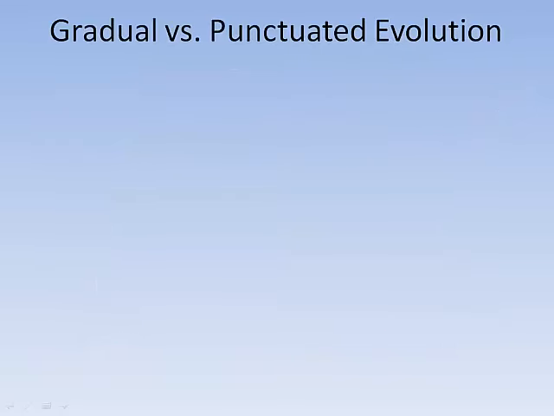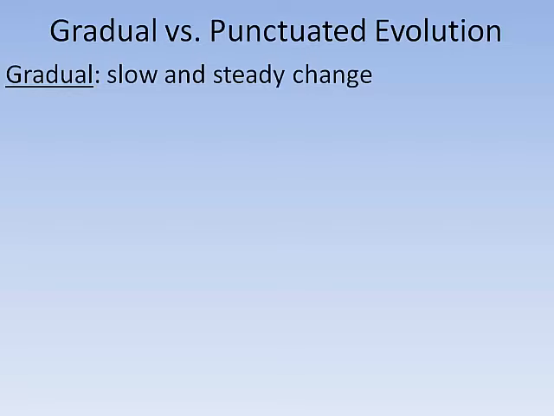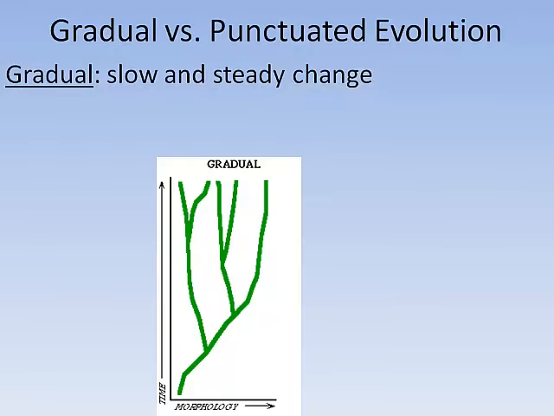Two other patterns of evolution that we need to talk about are gradual versus punctuated evolution. Gradual evolution is slow, steady change. This is what Darwin believed was the case, that over long periods of time, small changes in an organism would gradually build up over time into big changes in new species.